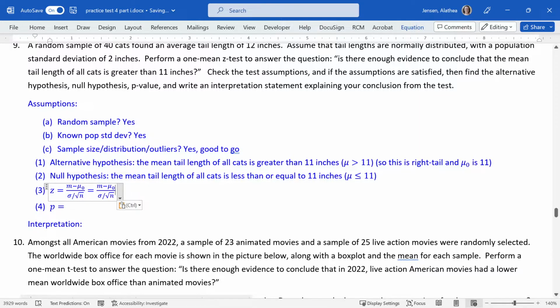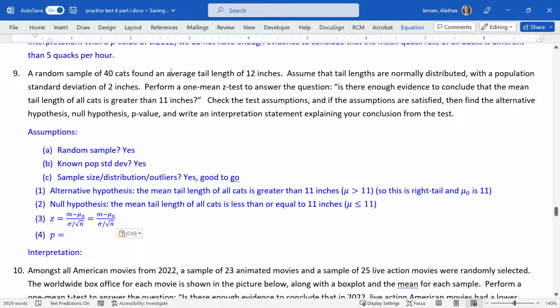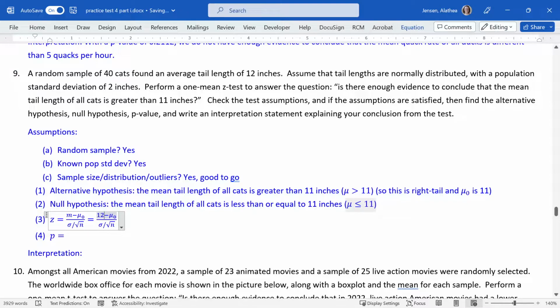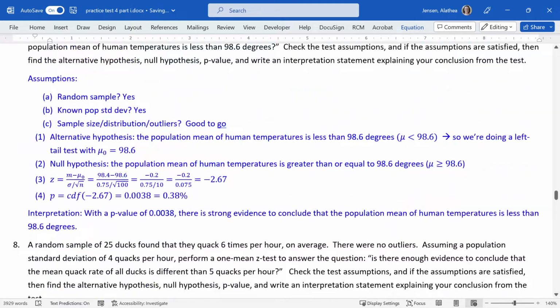Just going to plug everything in. So x-bar is the sample mean, and that was said to be 12 inches. Mu0 is the value from my hypotheses, that is 11. Sigma, standard deviation, they've told me here that it is 2. n is the sample size, and we have 40 cats. Okay. So I'll just go ahead and do this one pretty quickly. So I got 3.16.